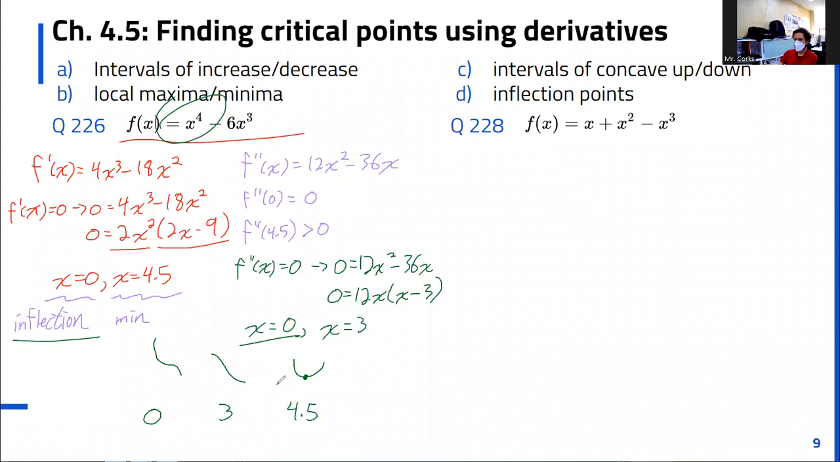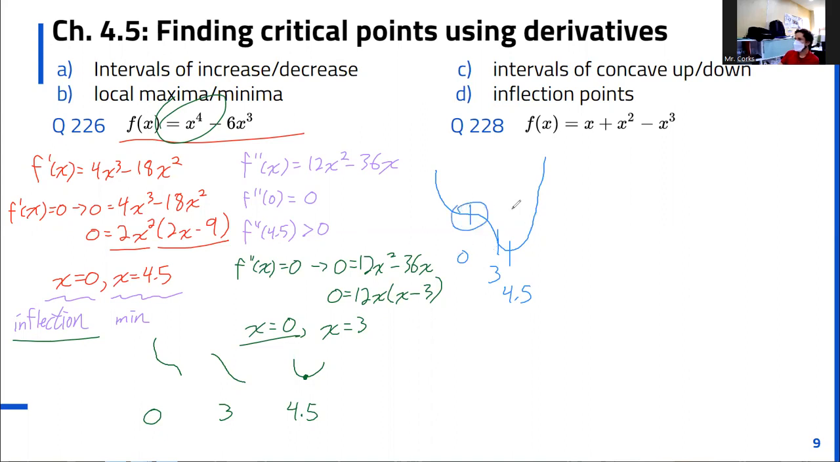Okay, so putting this together gives us a good sense of what this graph looks like. I'll do some blue here. It's going to go flat and then inflect and then minimum and then up. So this is when x is equal to 0. We have an inflection point around here where x equals 3. And a minimum where x equals 4.5.